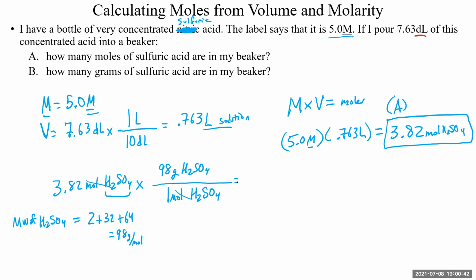So that's 3.82 times 98. That's going to be just under 380. 374 grams of sulfuric acid in our solution. Well, actually, in our, what was it? 7.63 deciliters of solution.